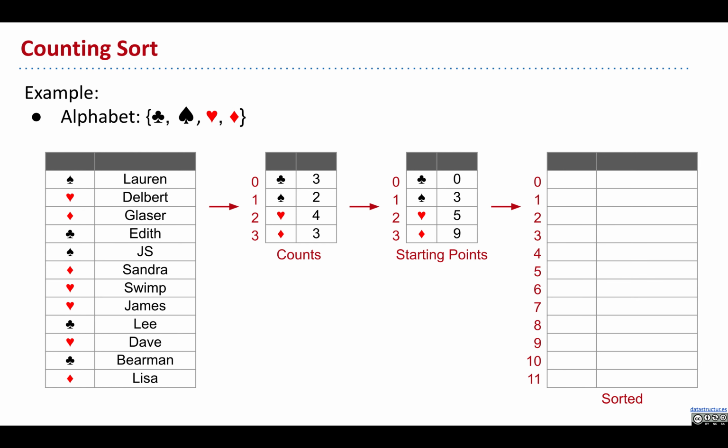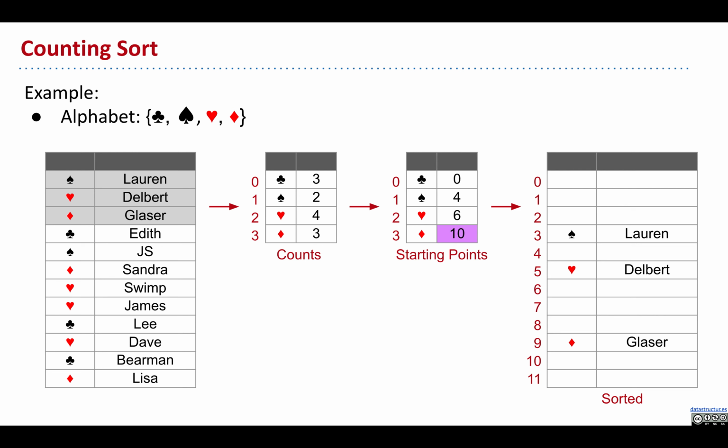So then at the end, we find the starting positions of each, and then we do one more scan of this entire array, and we place things into the starting position. Once we've placed something from that suit's starting position, we just increment our count, and then we know the next place to put it, right? Since we're starting from the beginning and scanning all the way down as we place things in, we'll place in the first club, and then we'll increment the starting point for spades.